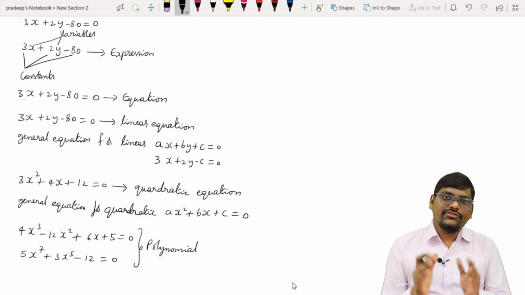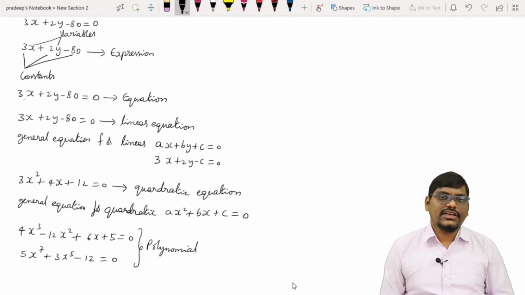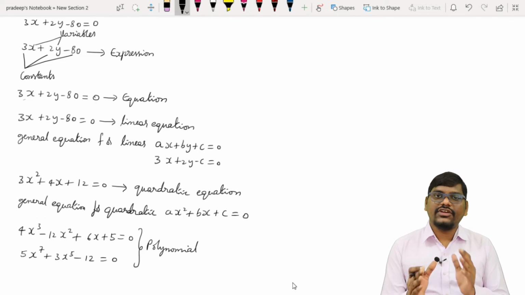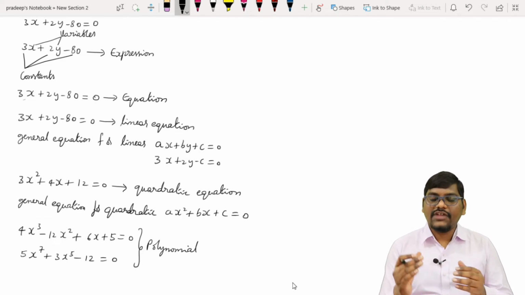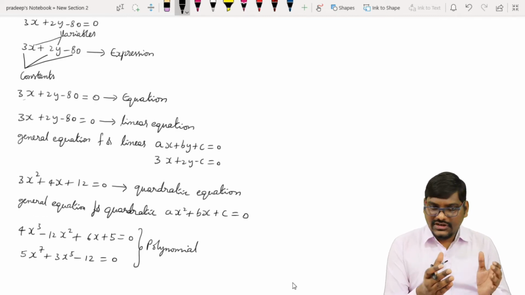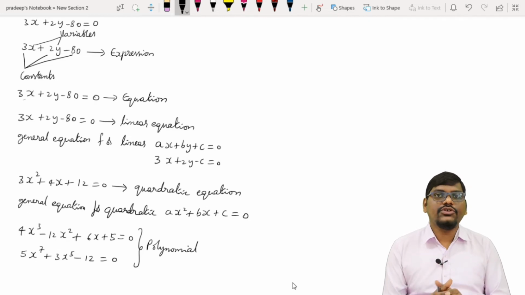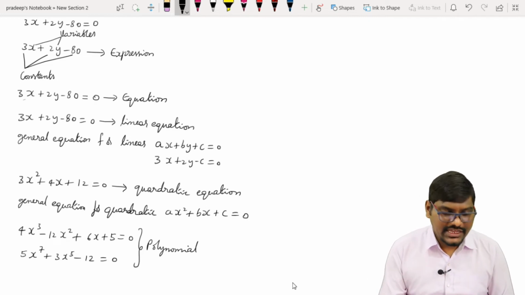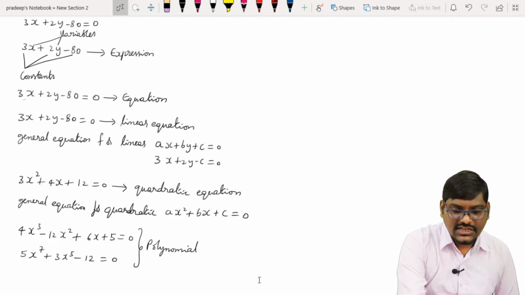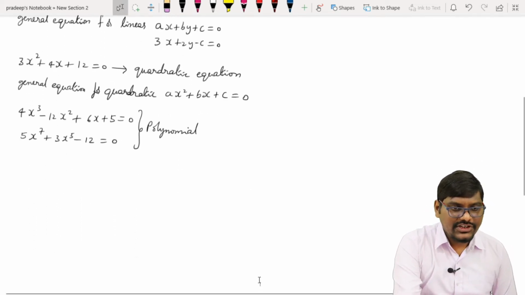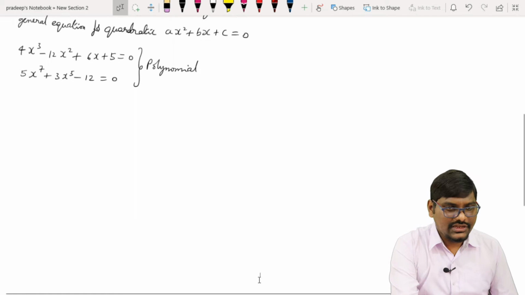So these are the three different chapters in your class 10: linear equation, quadratic equation, and polynomial. These are three different chapters, but they are very correlated. As you understand this, it will definitely help you in the other two chapters, quadratic equation and polynomial. So let's try to understand the pair of linear equations in two variables more clearly.